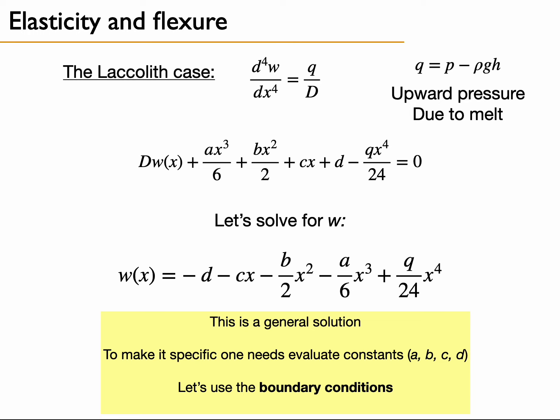So the point now is that we have a general solution for W. So W depends on x at different powers. It depends on Q, which will be our load. But it also depends on 4 coefficients, 4 constants, A, B, C, and D. And in our case, we want to also evaluate those constants, and to do so, we will use boundary conditions.